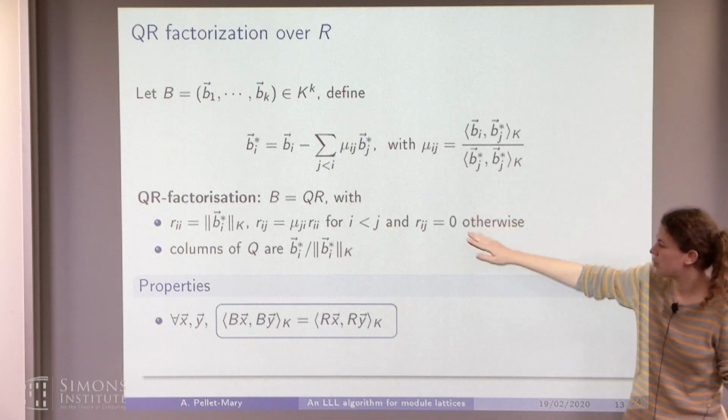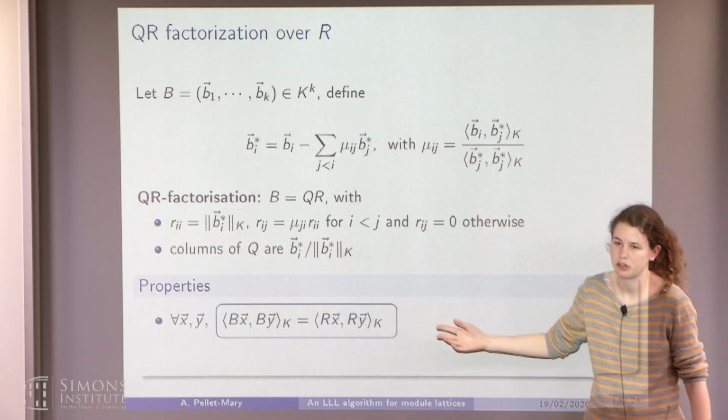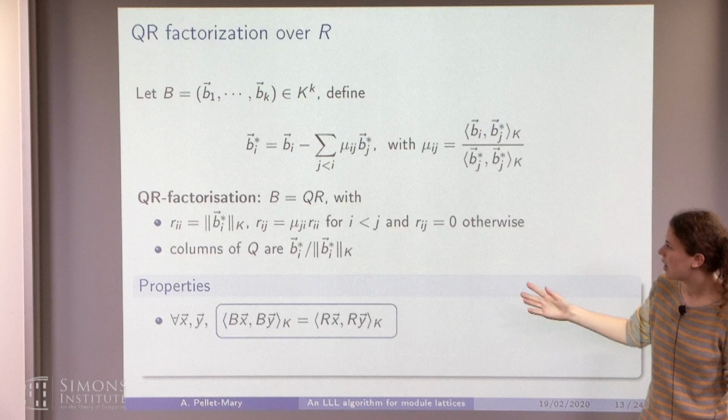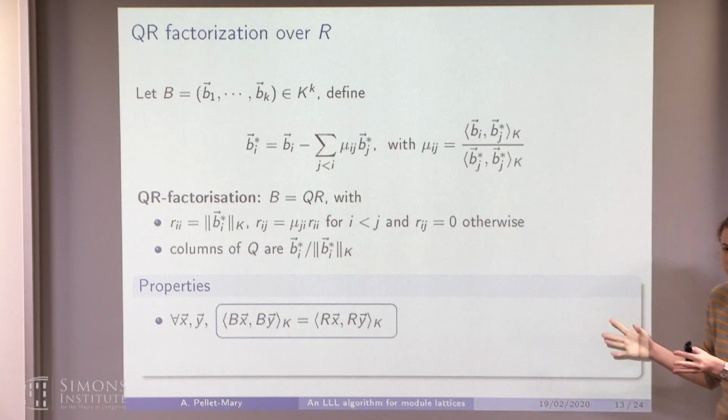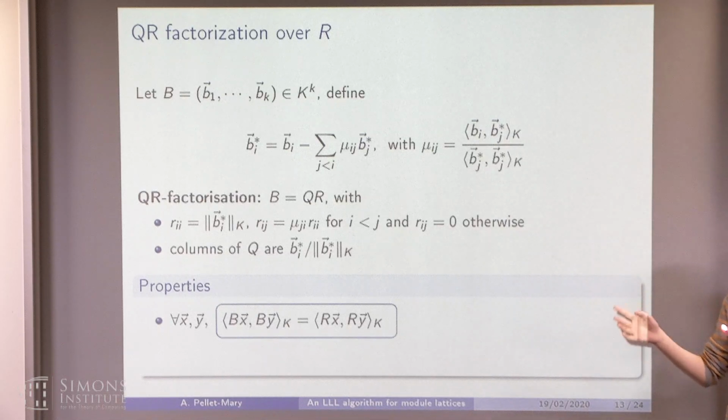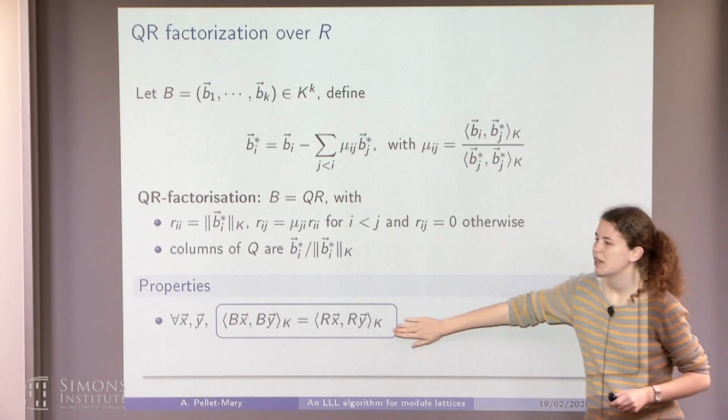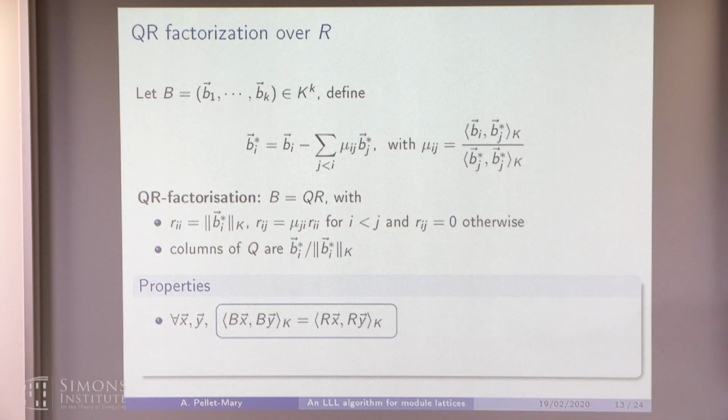Multiplication by the matrix Q is not changing the geometry. So in a sense, we can always assume that the basis is triangular because we just multiply by some matrix that does not change the geometry, and we get something triangular. So this is essentially the only thing that is needed for the reduction from rank 2 to rank n.